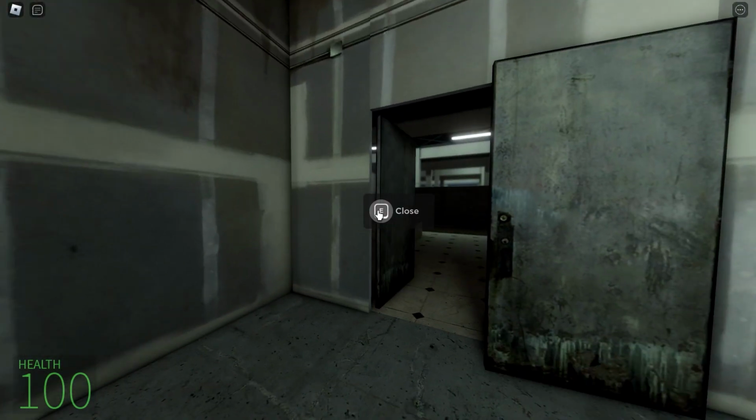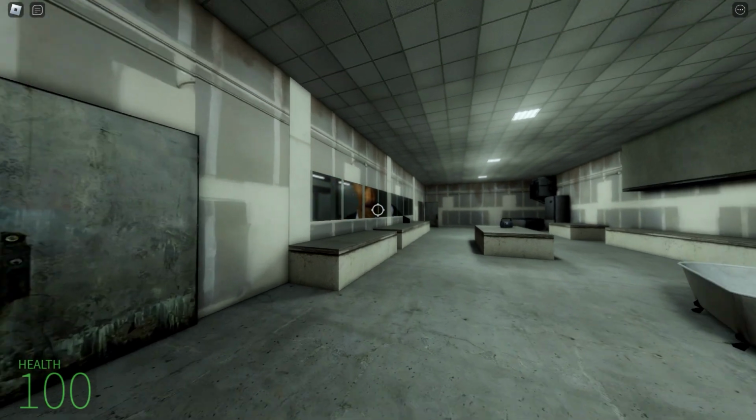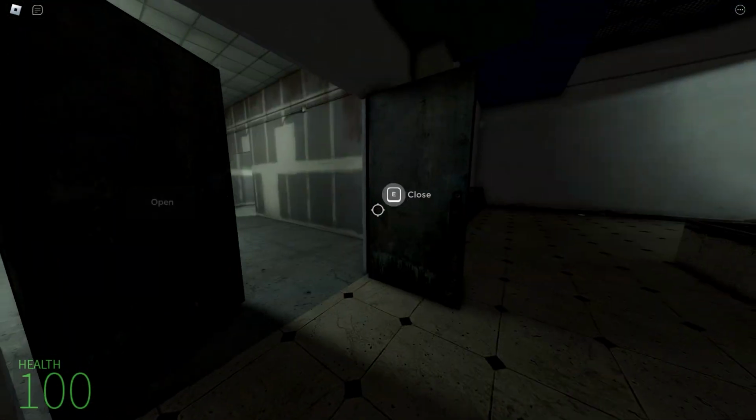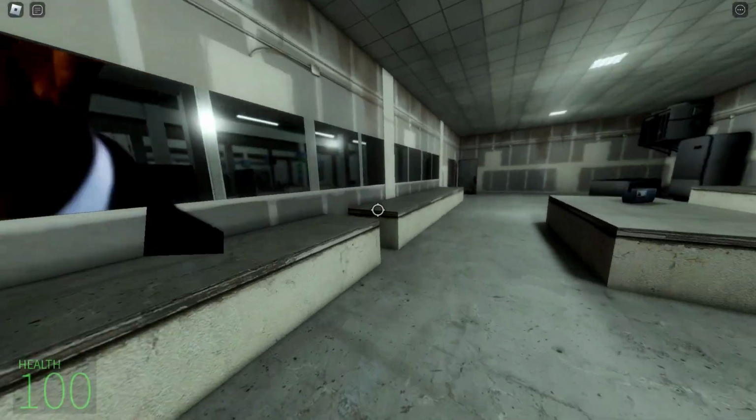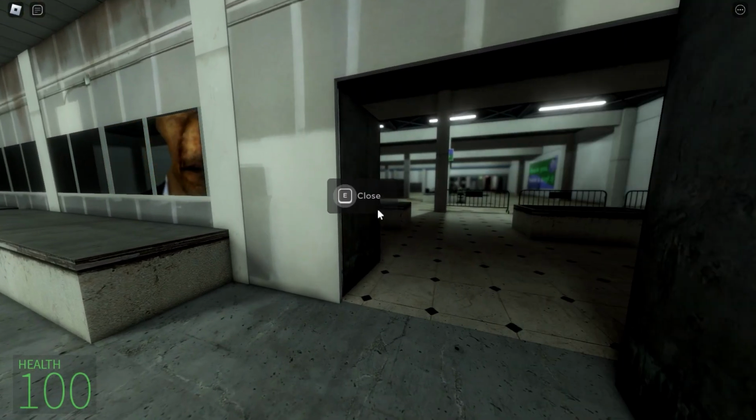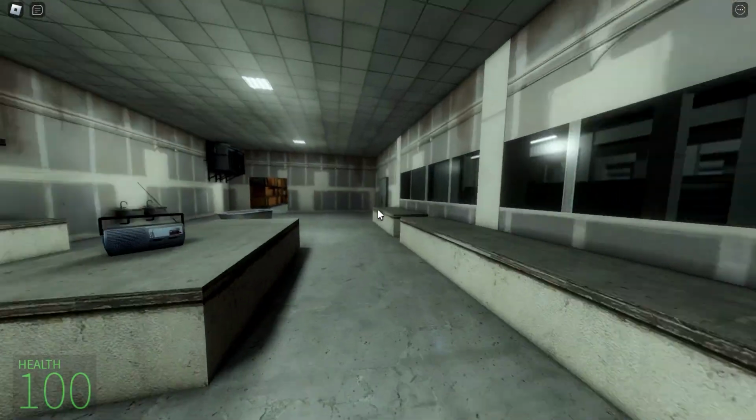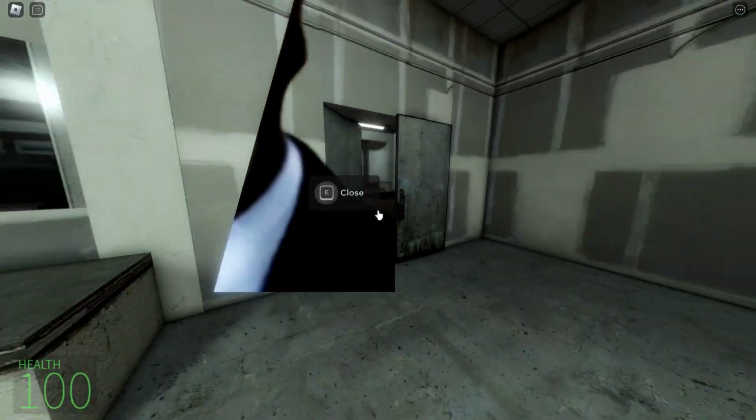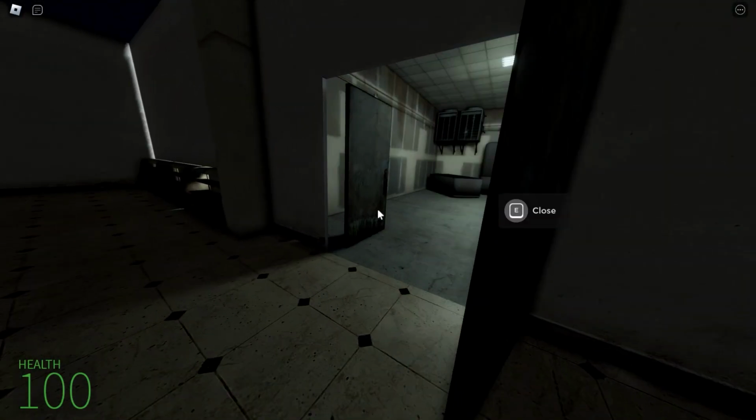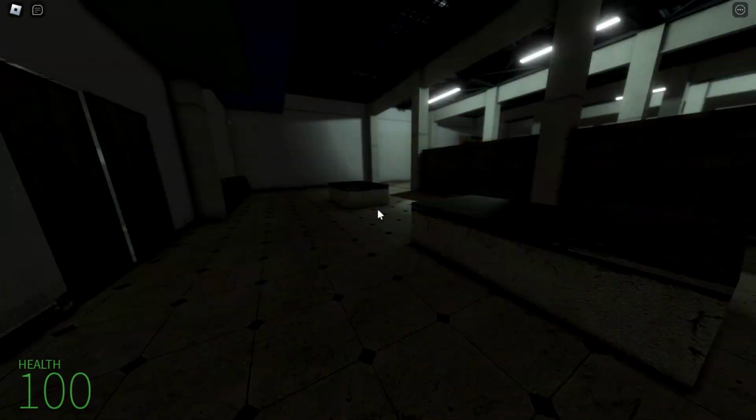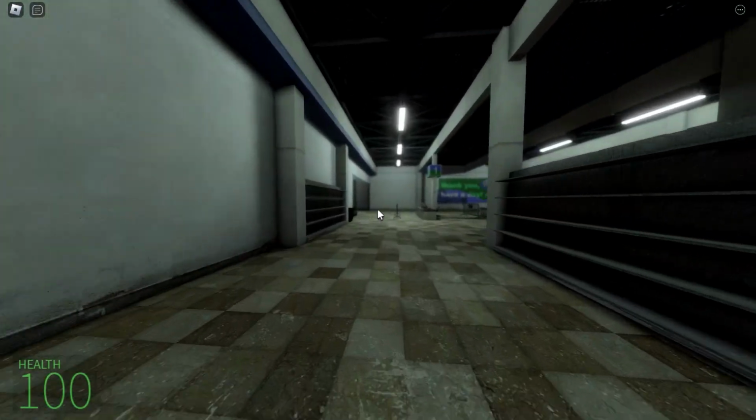Wait, the Nextbot can't break doors? That's so funny. Look at this. Look at that. Oh, look at that. That's so funny. I can trap the Nextbot though. Oh my god, look at that. I'm safe now. Oh, I can trap him here. Close it. Close it. Okay, I actually captured Obunga. He can't escape anymore. Okay. Oh my god.